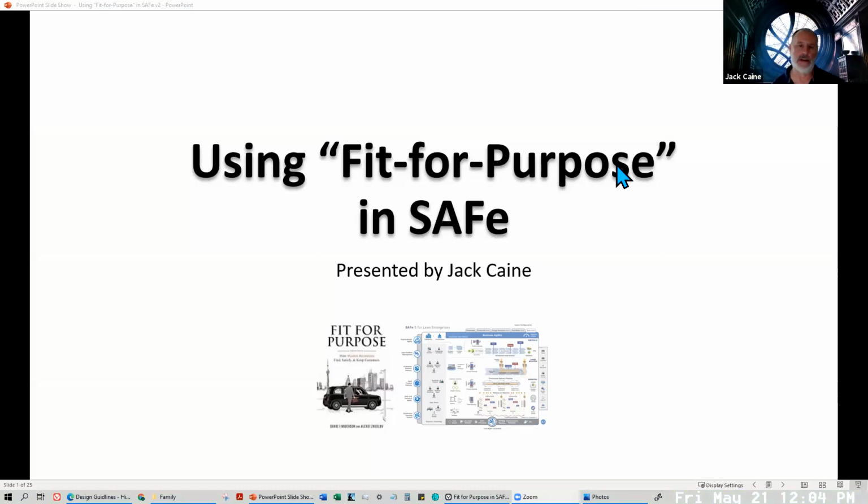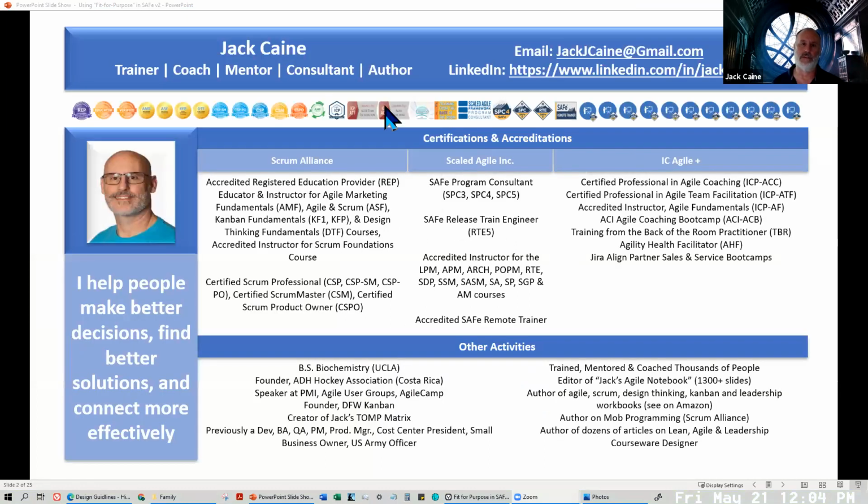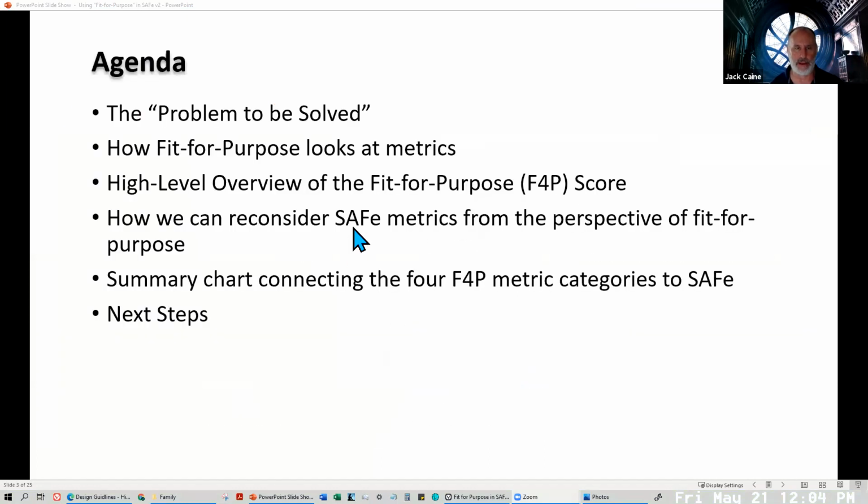And so the agenda, you can look at my background in the deck if you're interested in my contact information there. The agenda for today is: what is the problem to be solved? What are we trying to do, and how can Fit for Purpose help us with metrics? There is a problem to be solved, and that is that we have a gazillion types of metrics, and we kind of use them all the same, and maybe we shouldn't do that.